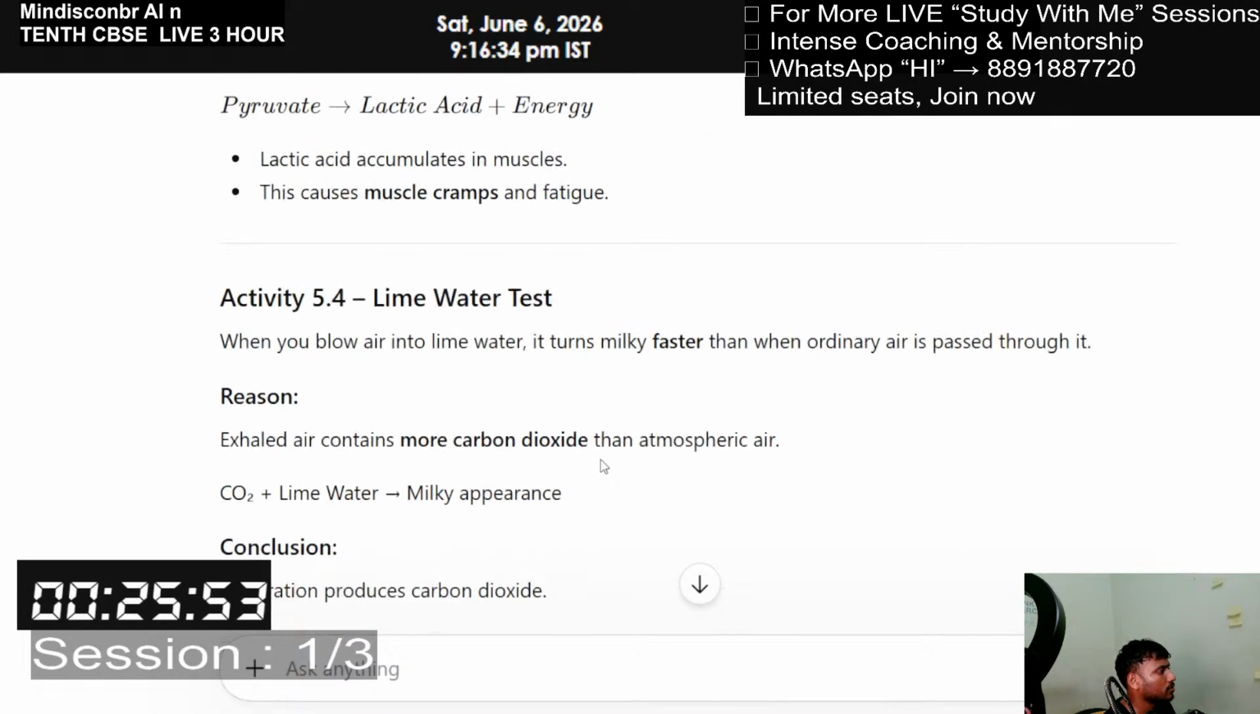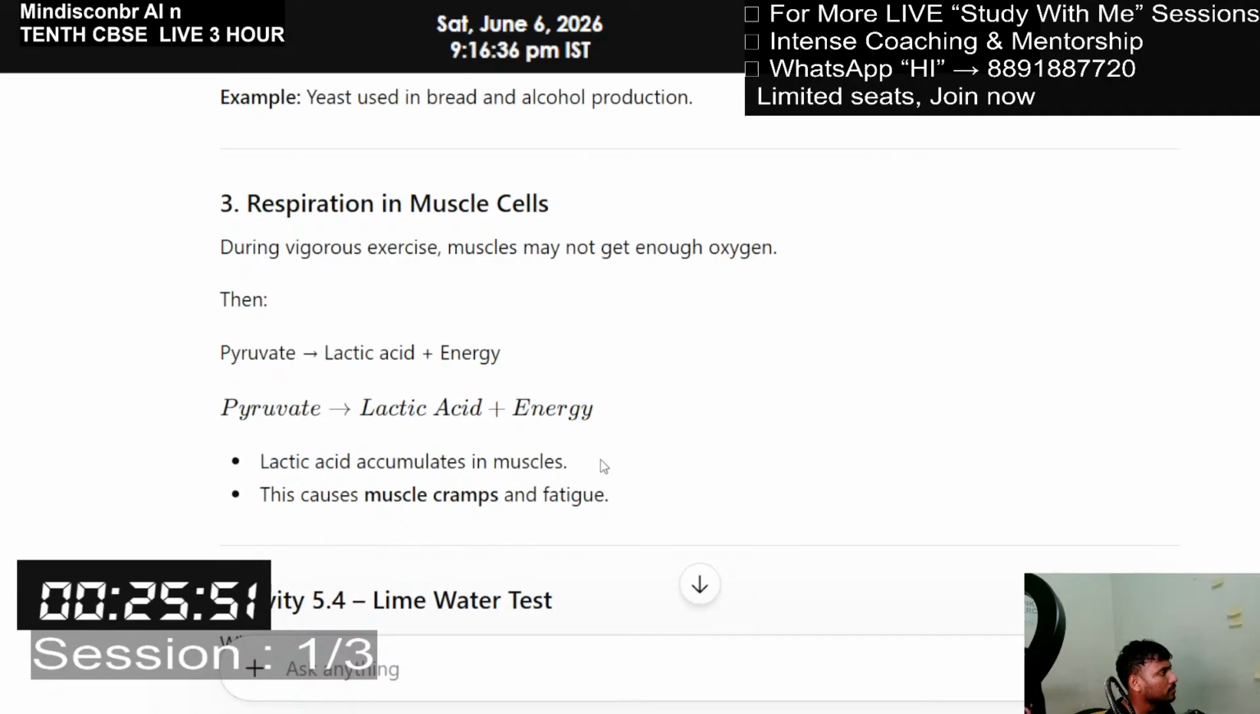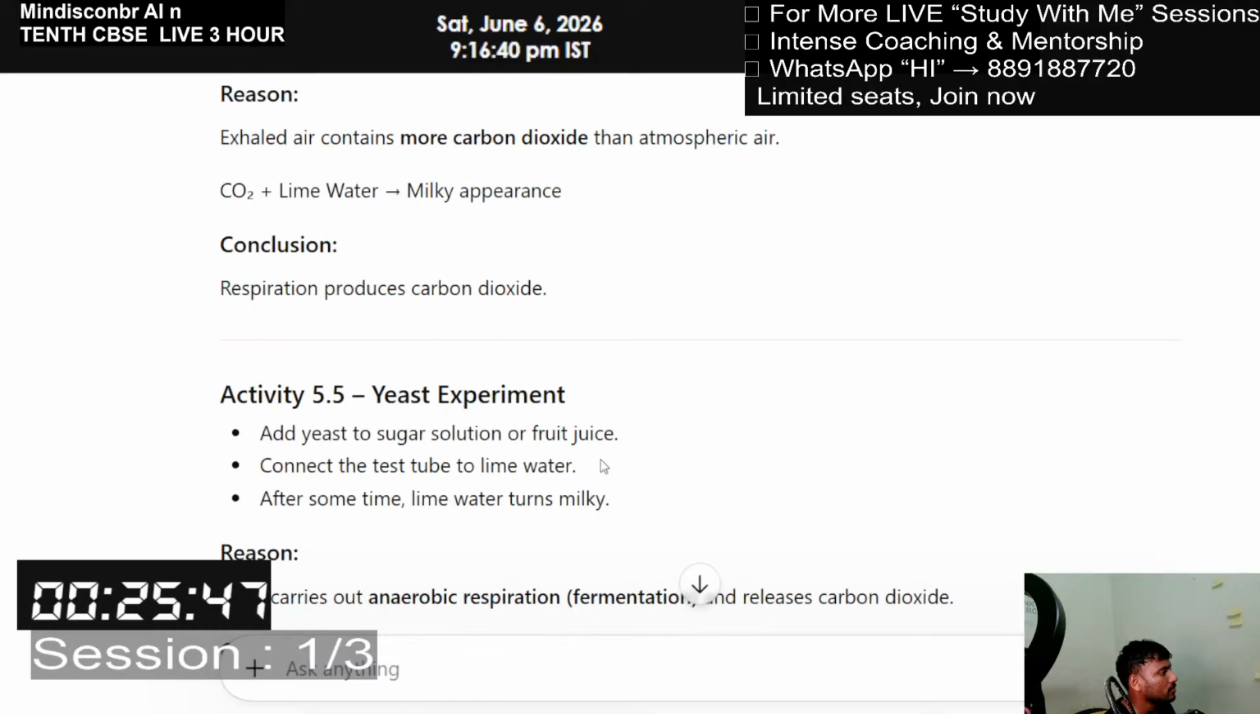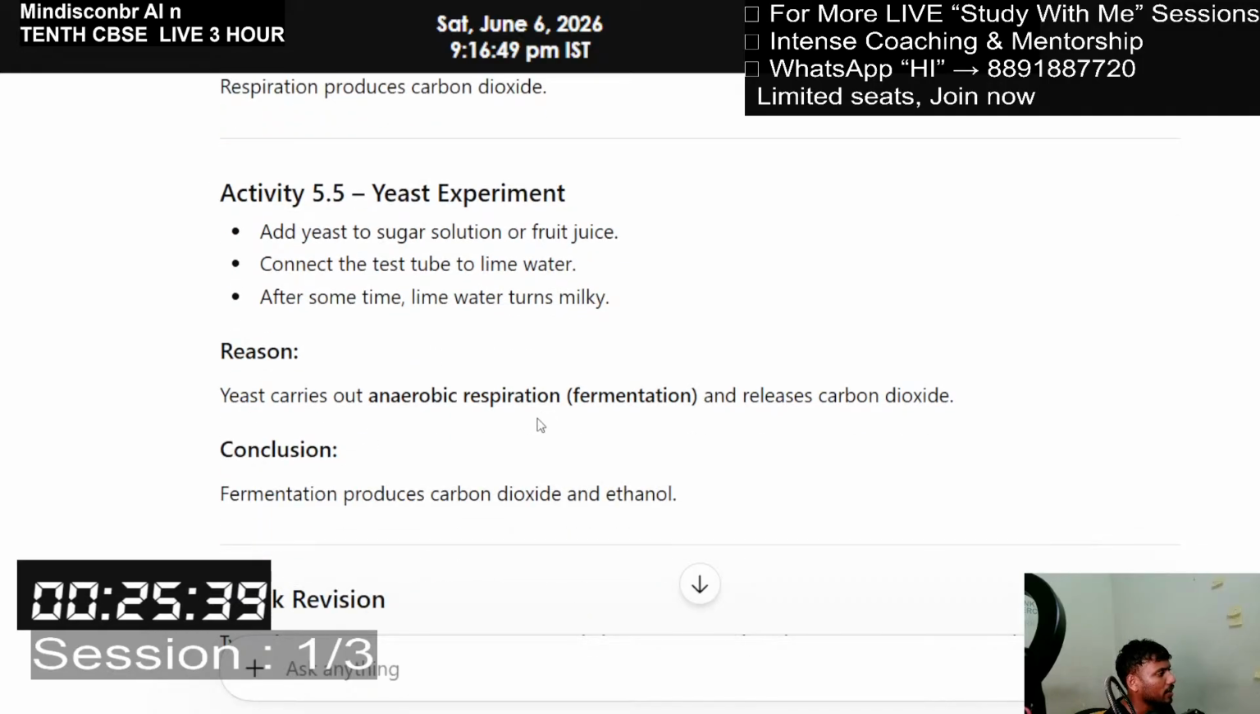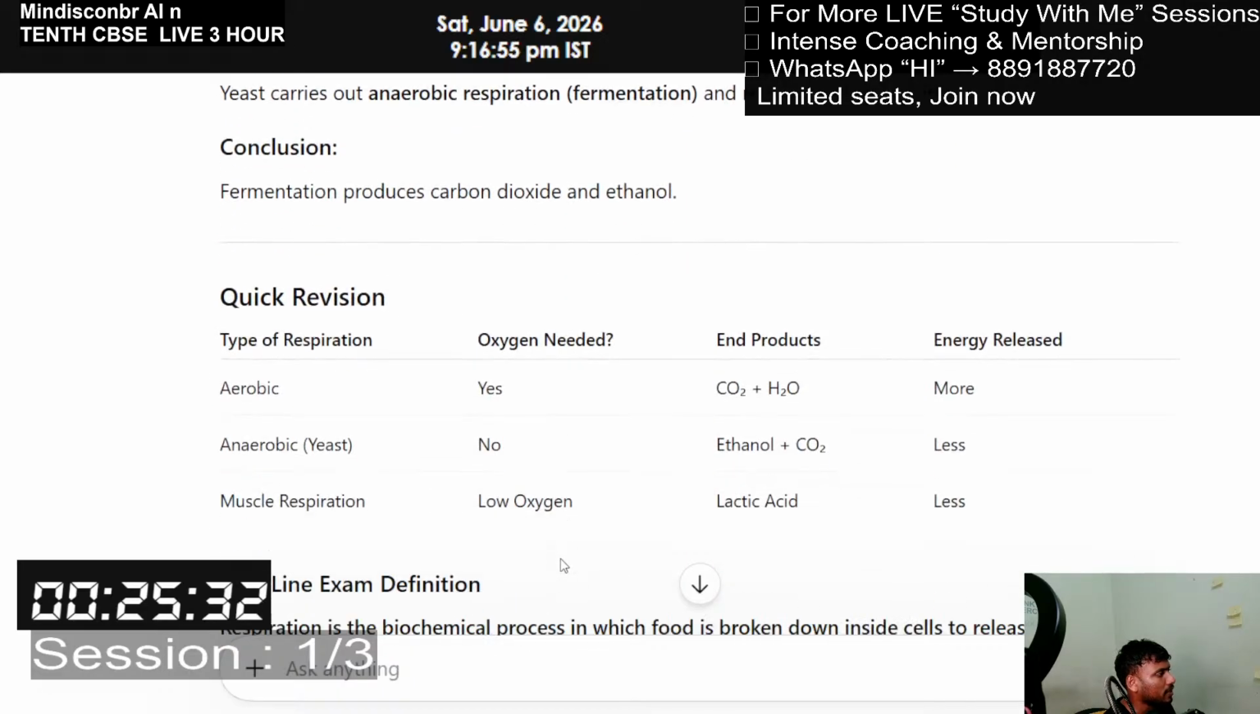So here comes the activity 5.5. Add yeast to sugar solution or fruit juice. Connect the test tube to lime water. After some time, lime water turns milky. Reason: yeast carries out anaerobic respiration or fermentation and releases carbon dioxide. Conclusion: fermentation produces carbon dioxide and ethanol.